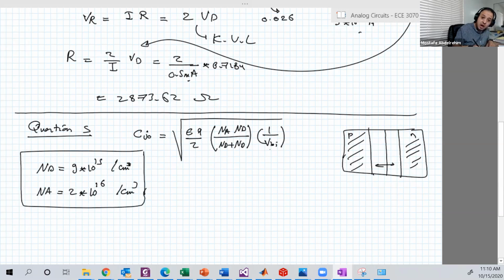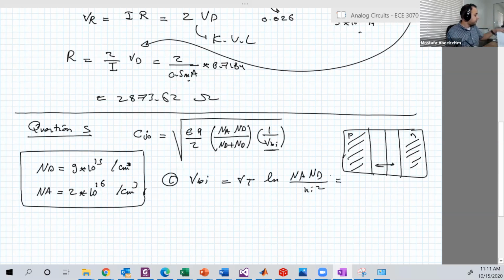But it doesn't give you VBI. So you should determine VBI first. So VBI, this is step 1. VBI equals VT ln of NA ND over Ni squared. If you calculate that, it is 0.733 volts. Good. And you have NA.